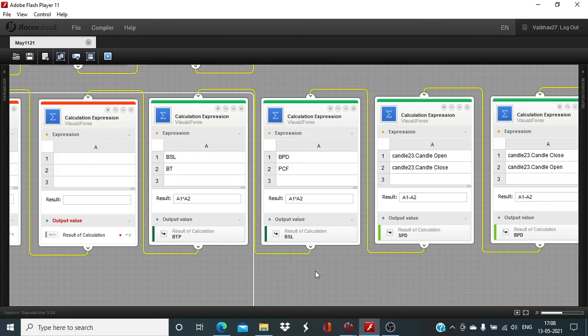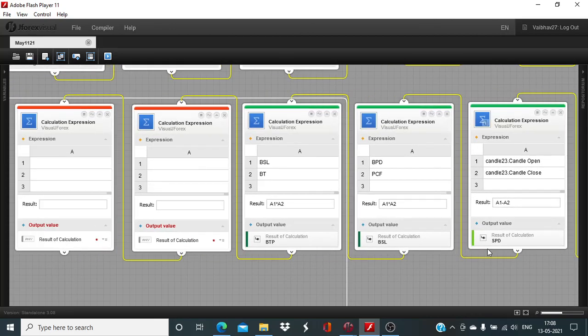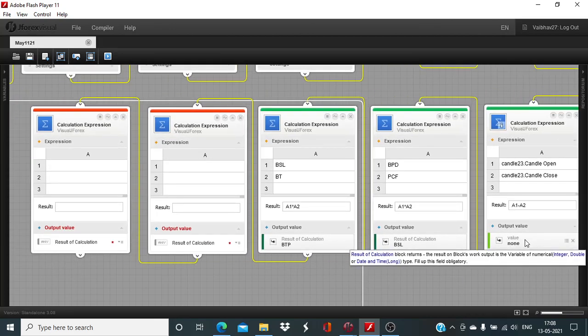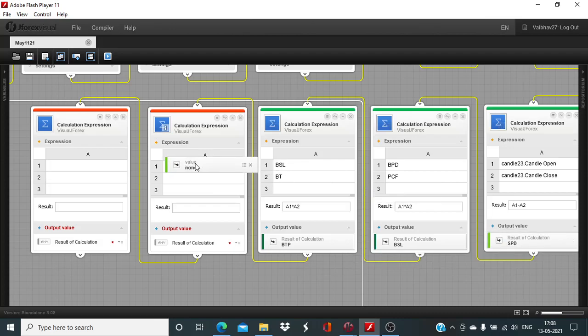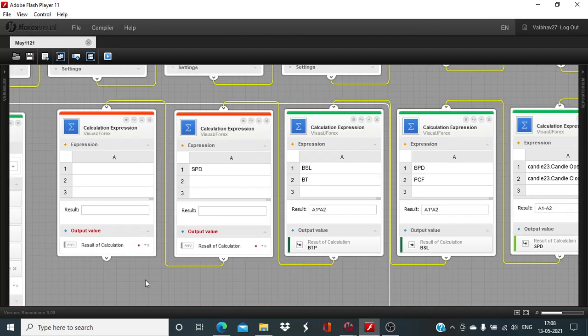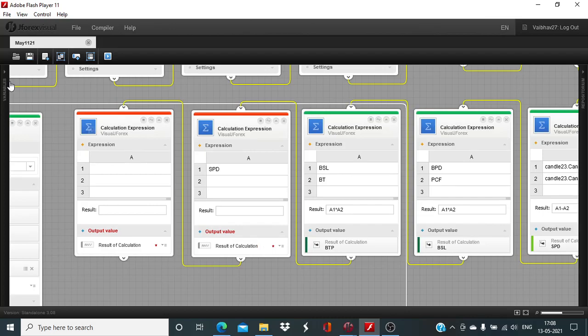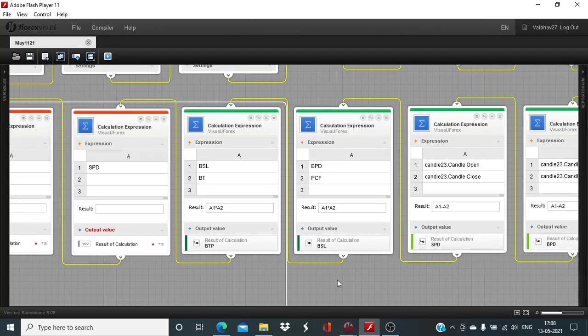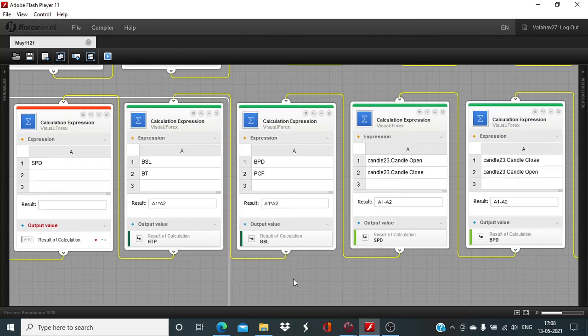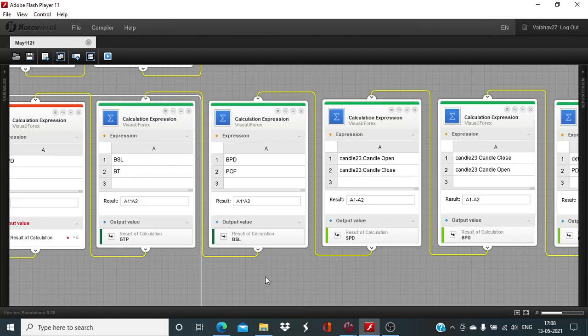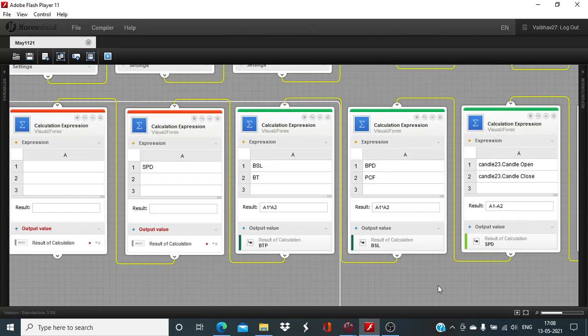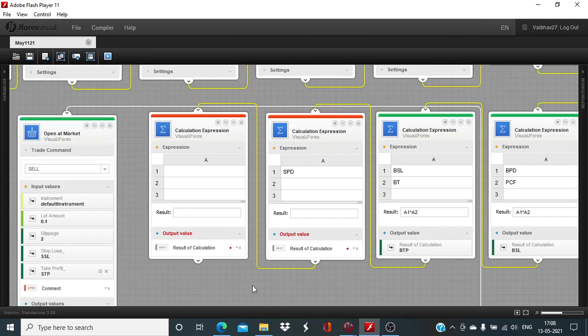We will take this difference SPD and multiply it with the pip conversion factor, which is 10 raised to the power 4. So we will have the stop loss, which will be equivalent to the last 15 minutes candle open and candle closing difference, and take profit will be twice of it.